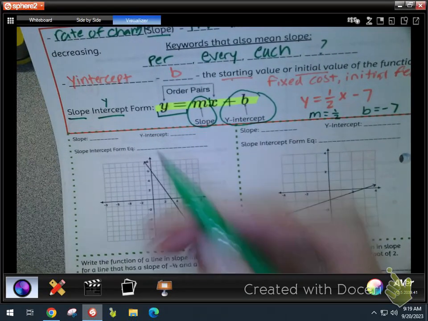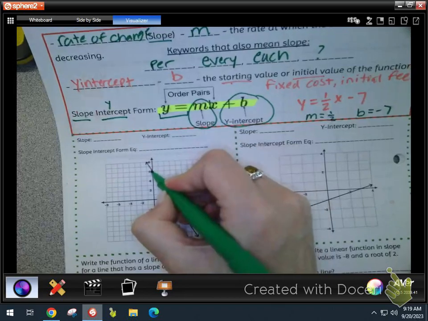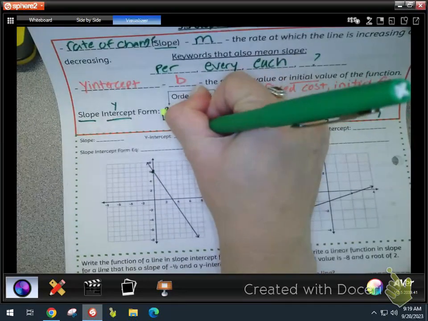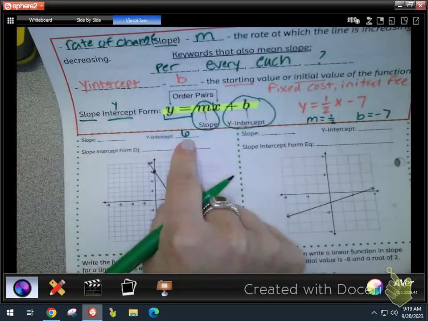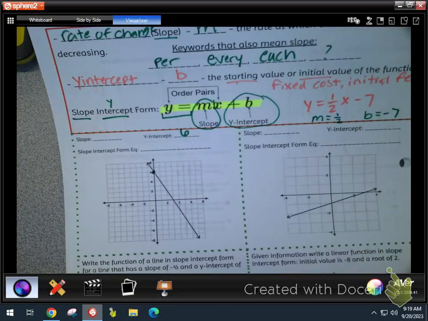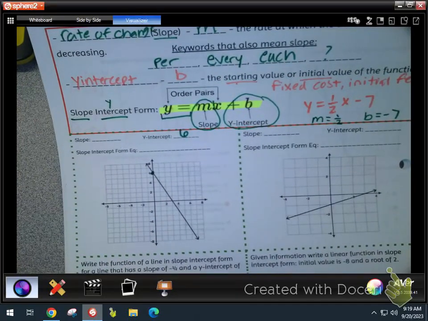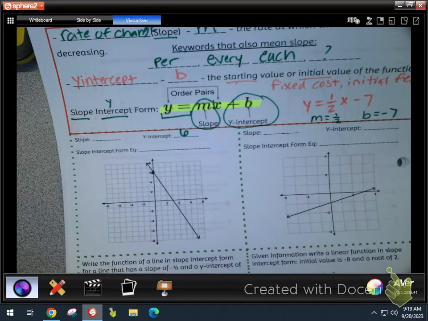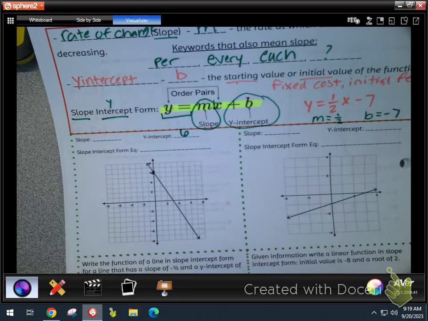Y-intercept. What is it? 6. Okay, and I'm okay if you guys don't do the ordered pair in this because when we put it in the formula, we're just using the actual y value. But I will tell you on the test, I'm going to have you write in ordered pairs like on that section. So just make sure you're being careful with that.